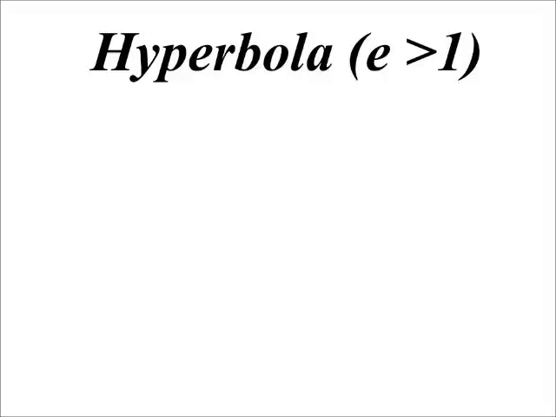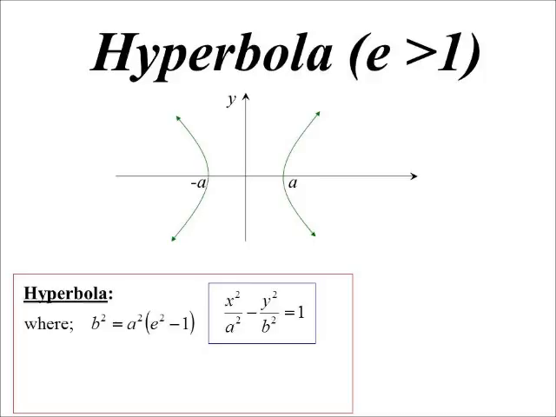Now look at the hyperbola. I'm not going to derive it like I did the ellipse, but basically the steps would be very similar to what we just did. The only difference, of course, with the hyperbola is the position of the directrices and the foci. And so what happens is instead of x squared on a squared plus y squared on b squared, we end up with x squared on a squared minus y squared on b squared for the hyperbola.